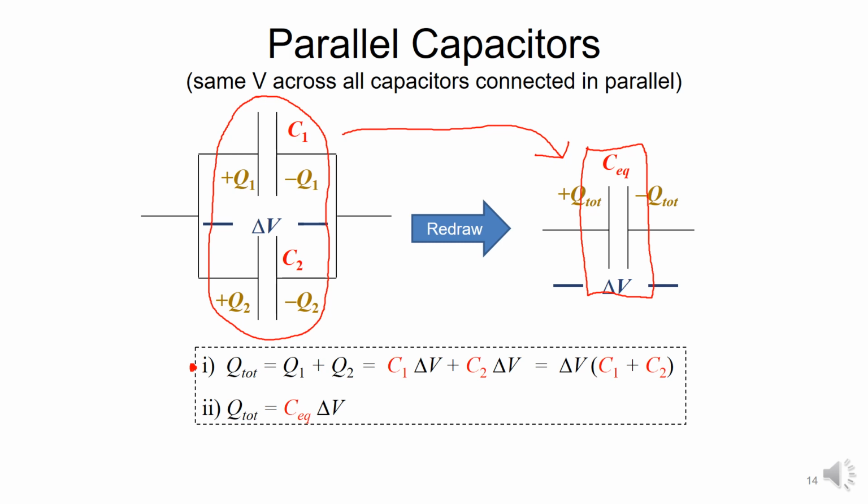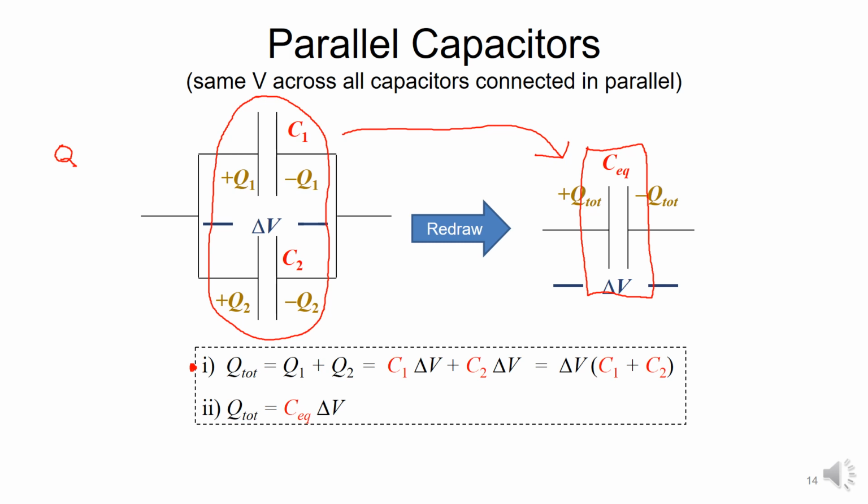It says the total charge equals Q1 plus Q2. So the total charge on the capacitor on the right, it says Q total in the picture, equals Q1 plus Q2. And that sounds reasonable. If you want to find the total charge, you add up the charges of all the capacitors involved. And then for Q1 and Q2, we use substitutions here. I will write this down on the slide.